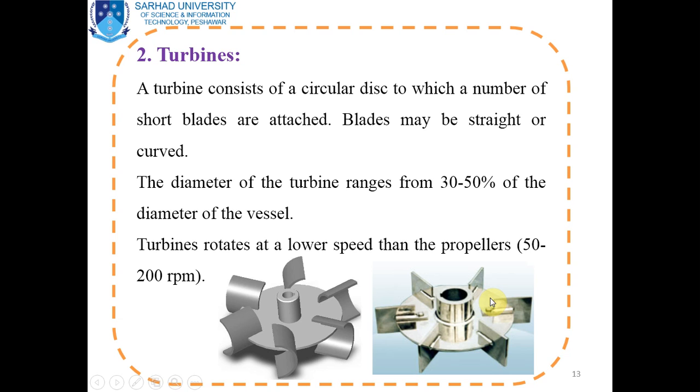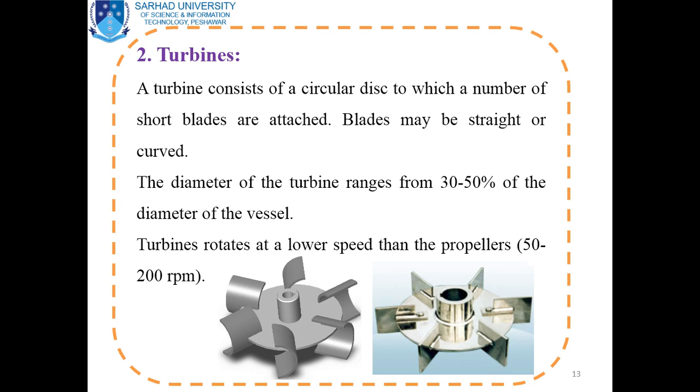The diameter of the turbine ranges from 30% to 50% of the diameter of the vessel. If you have a container, what will be the diameter of the turbine used for the container? We will use 30 to 50% of the diameter of the vessel for the turbine.